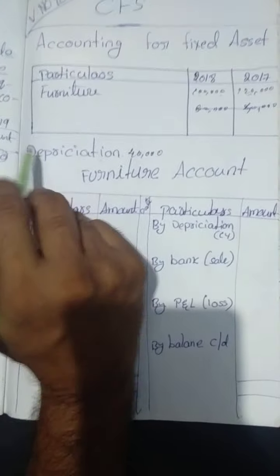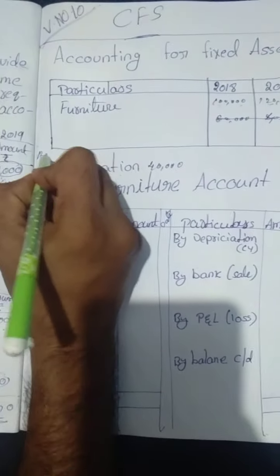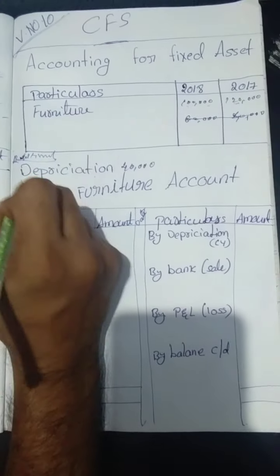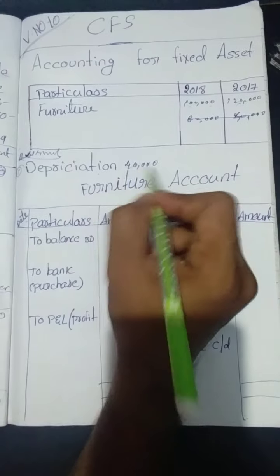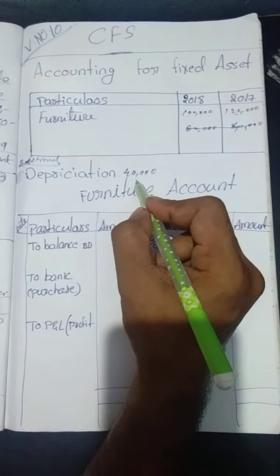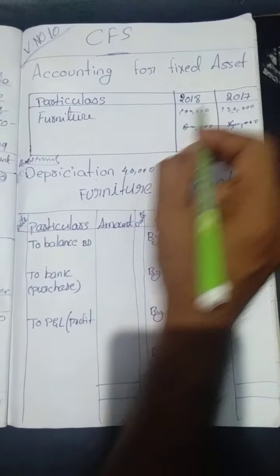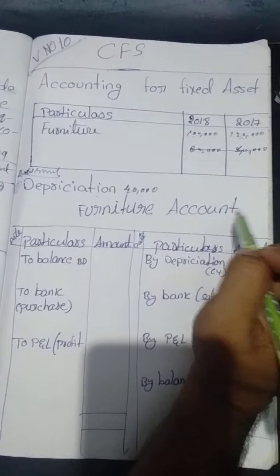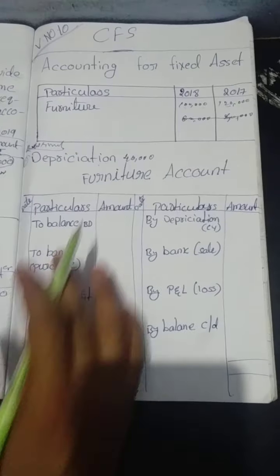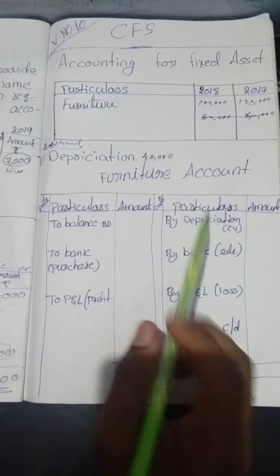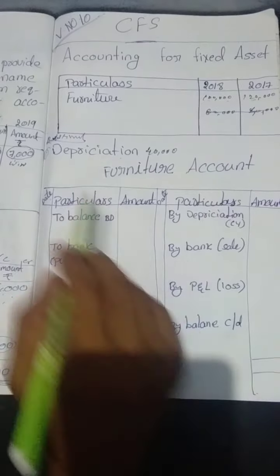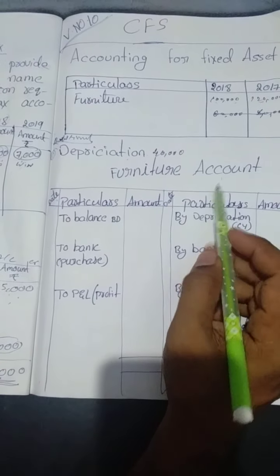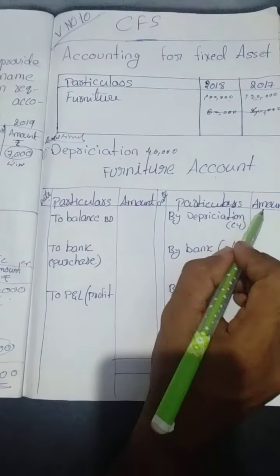In the additional information, if depreciation or something related to this is given with one figure, that means this depreciation is not reduced from the furniture account. So in order to find the actual values, we have to make a furniture account.